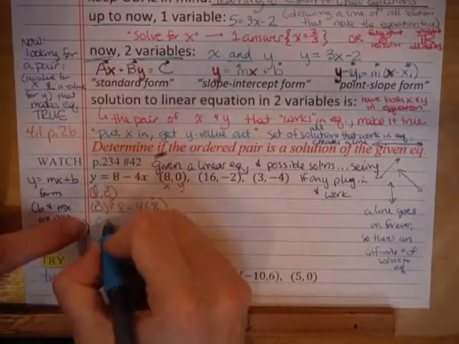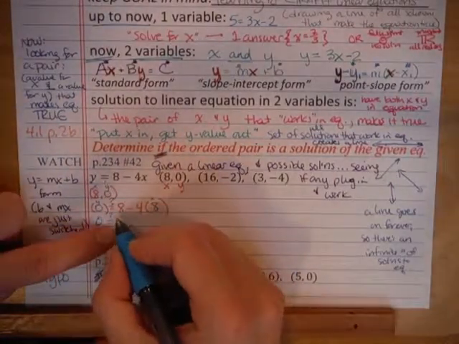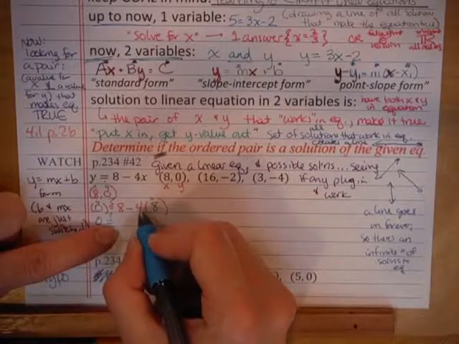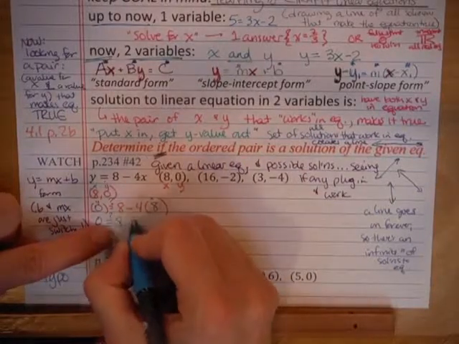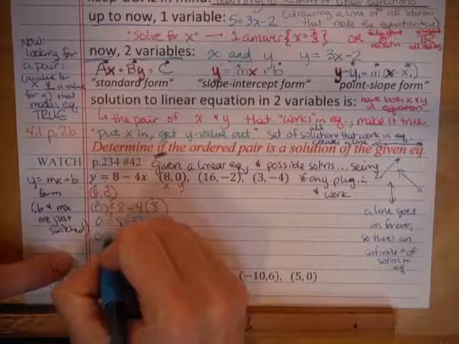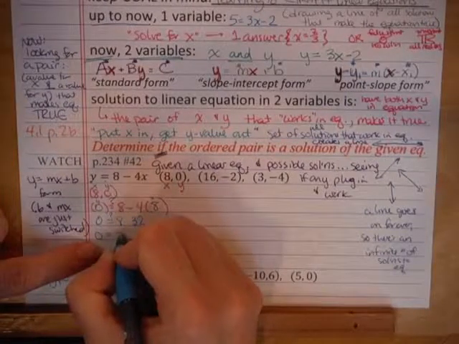So I've got 0 on the left. I'm checking to see if this also equals 0. 8 minus 4 times 8 is going to be 8 minus 32, which is negative 24.